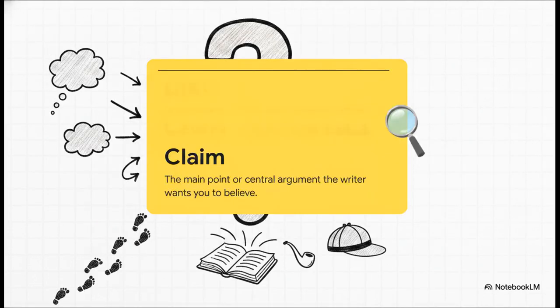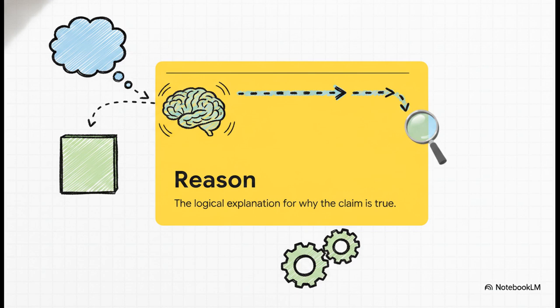To find that purpose, we need the motive. And in nonfiction, we call that the claim. Think of the claim as the absolute beating heart of the text. It's the main point, the big idea, the central argument the writer desperately wants you to walk away believing. If you haven't found the claim, well, you haven't solved the mystery yet. But hey, a claim by itself is not going to convince anyone. A writer has to build a case.